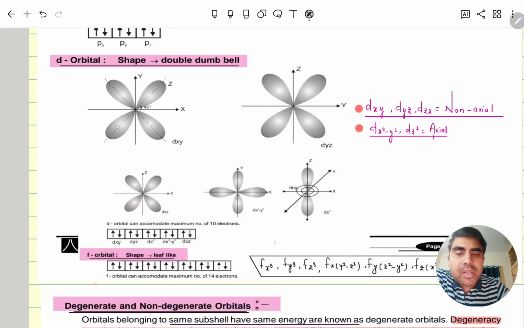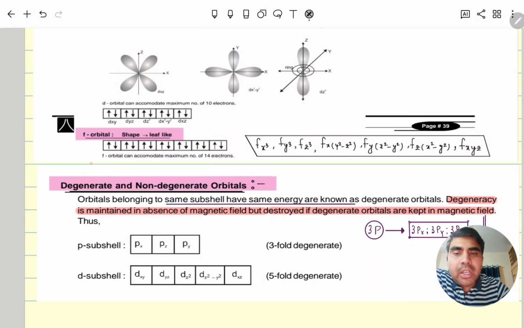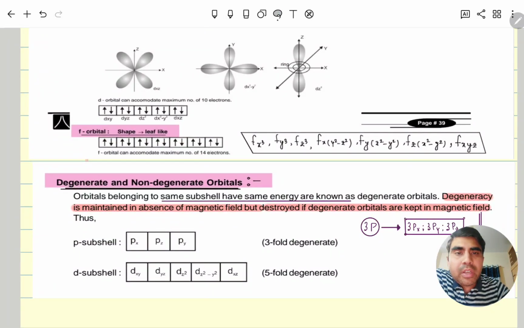Next, f orbitals. The f orbital shape is very complicated. We'll just consider a leaf-like shape. Here it has 7 orbitals in the f subshell. So this is x cube, y cube, z cube. Similarly, x into y square minus z square, y into z square minus x square, z into x square minus y square, and xyz.